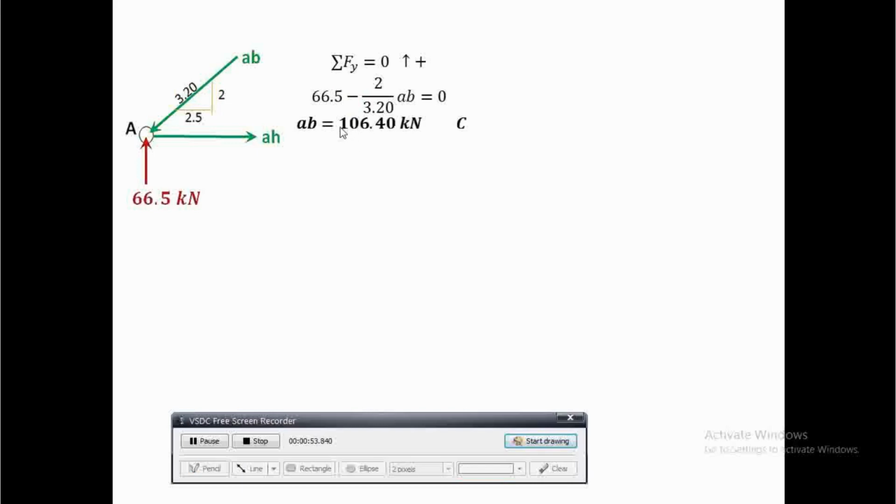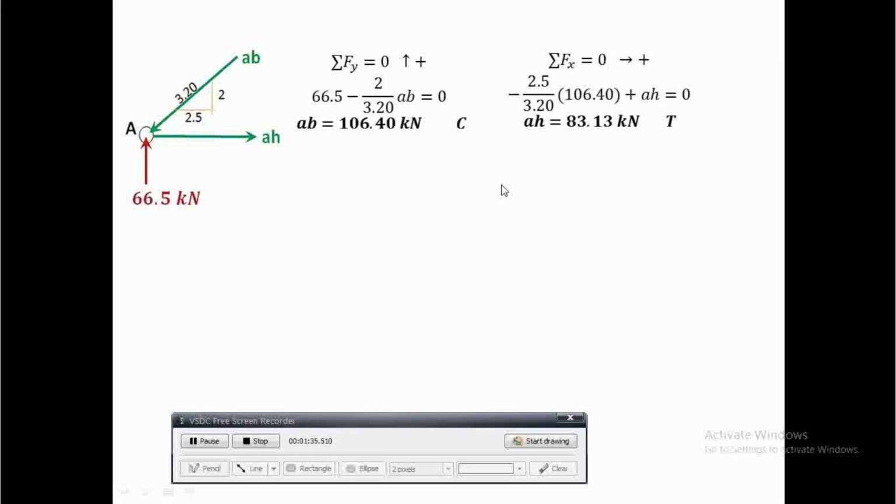Now, it turned out this is positive. Therefore, tama yung direction ni AB and that is towards the joint A. Therefore, that is compression. Kapag iti-take ko yung summation of forces x-axis, positive si AH kasi to the right, yung horizontal component ni AB that is equal to 2.5 divided by the hypotenuse multiplied by AB that is 106.4. My AH now is equal to 83.13. And my AH is away from the joint, therefore that is tension.